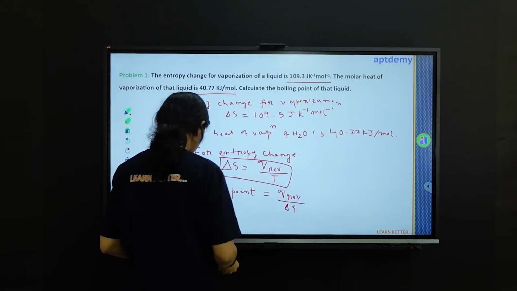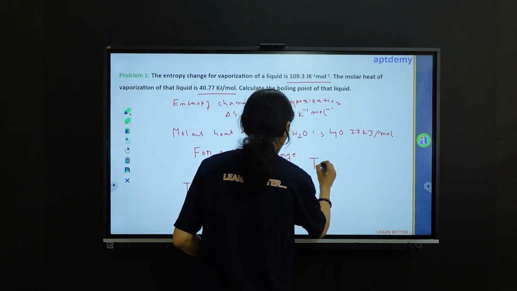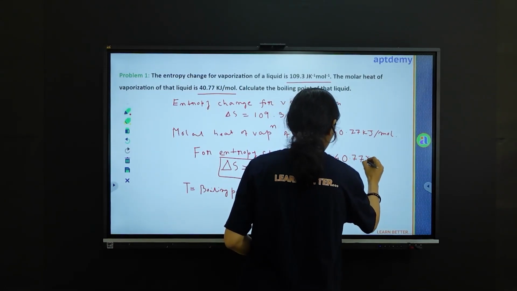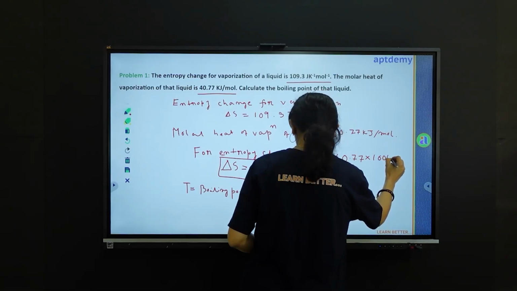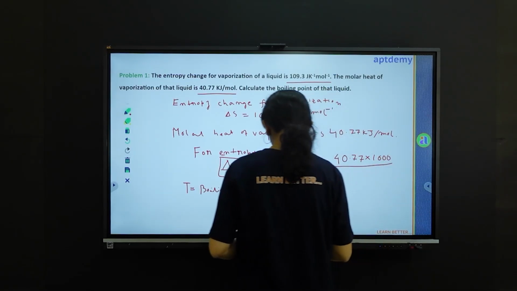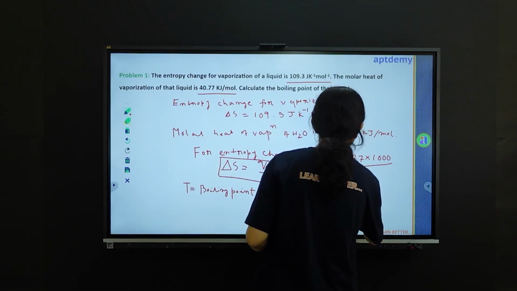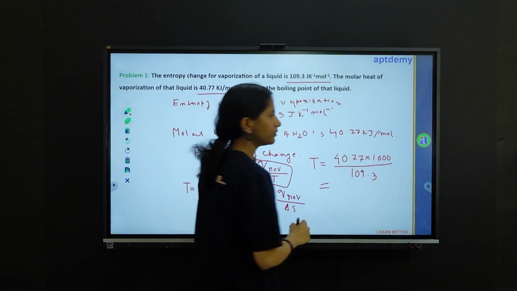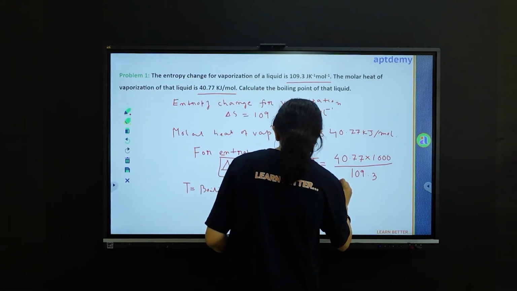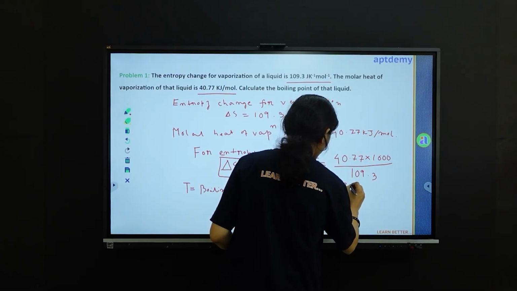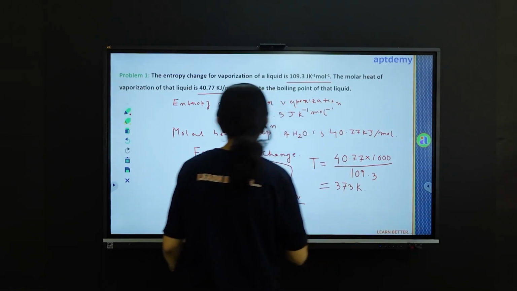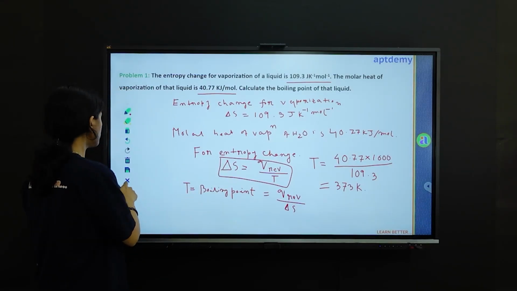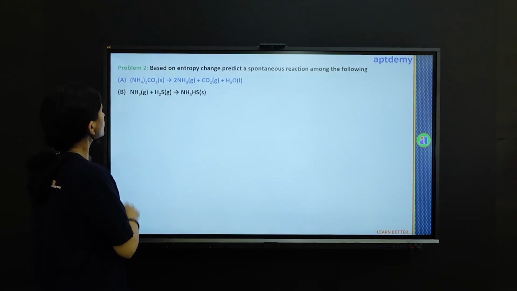So we'll just put the values. The T then will come out as 40.77 times 1000 divided by 109.3, and if you solve, the boiling point will come out as 373 Kelvin. Okay, so very simple. If you know the formula, then you'll be able to solve this problem very easily. Let's move on to the next one.